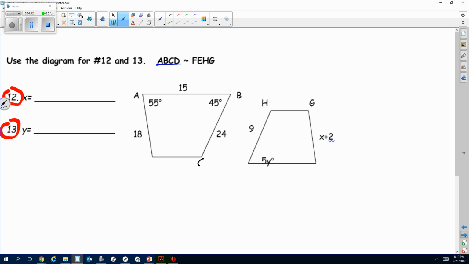So here, C, D is similar to F, E, H, G. So we know we have F, H, G, okay? G has to correspond with F. Well, if you're not too sure on this, this is actually a rotation. So this side is F, and this side is E.